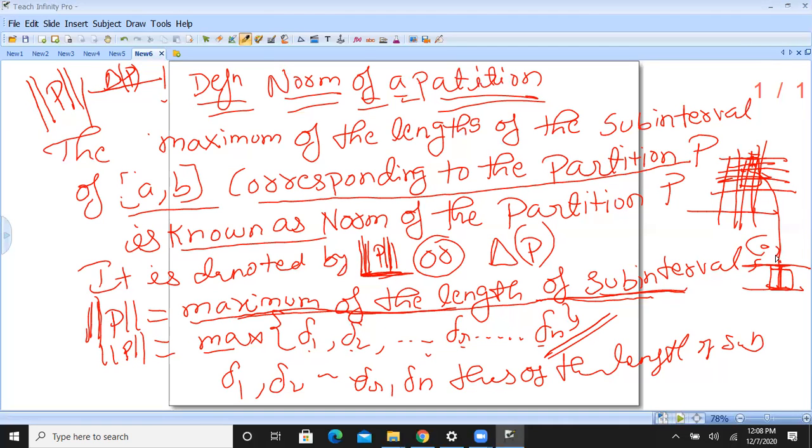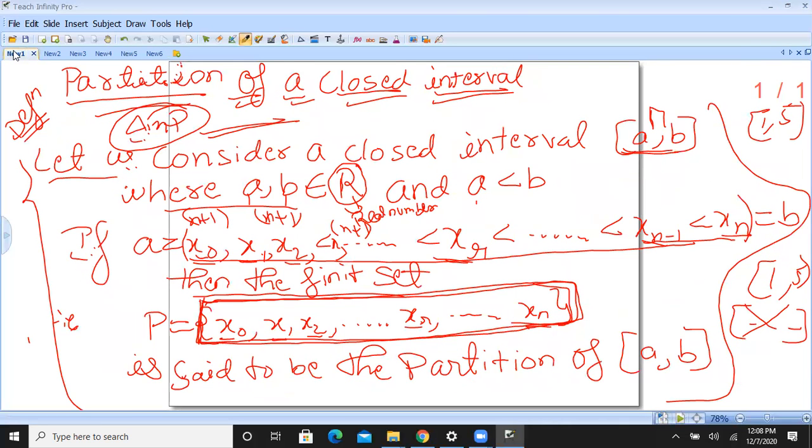Let me say it once more. First, which definition did we discuss? The most important definition of this topic, a frequently asked question: define the partition of a closed interval.